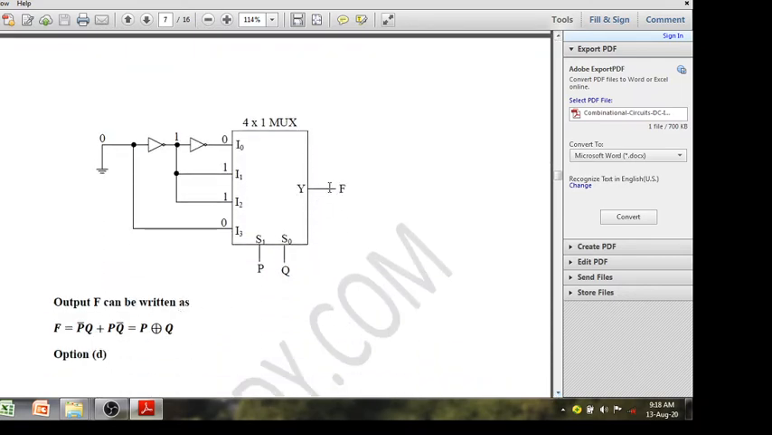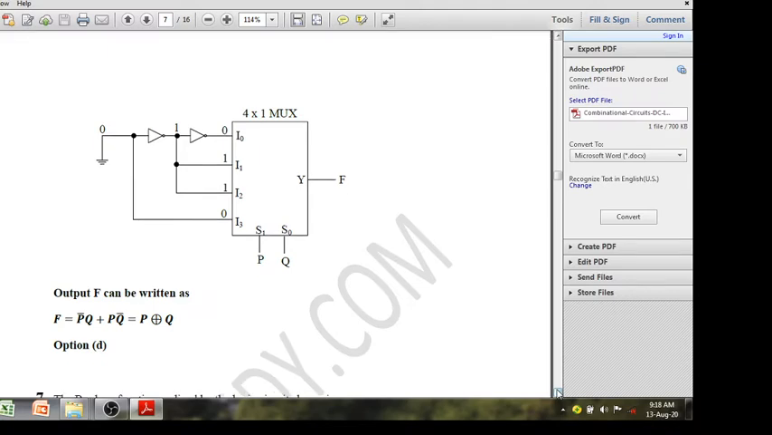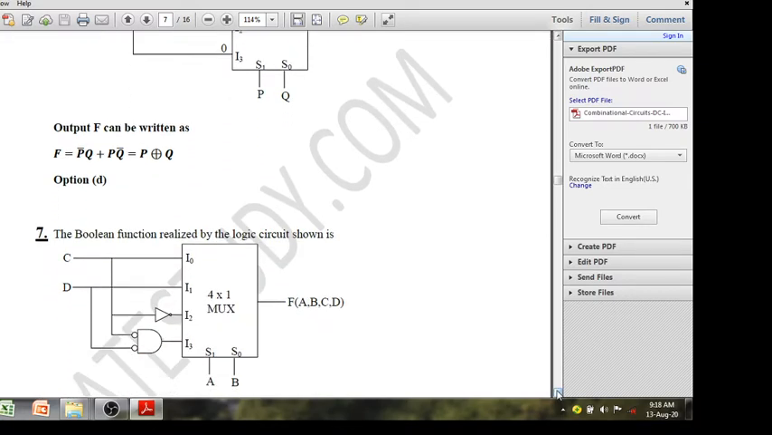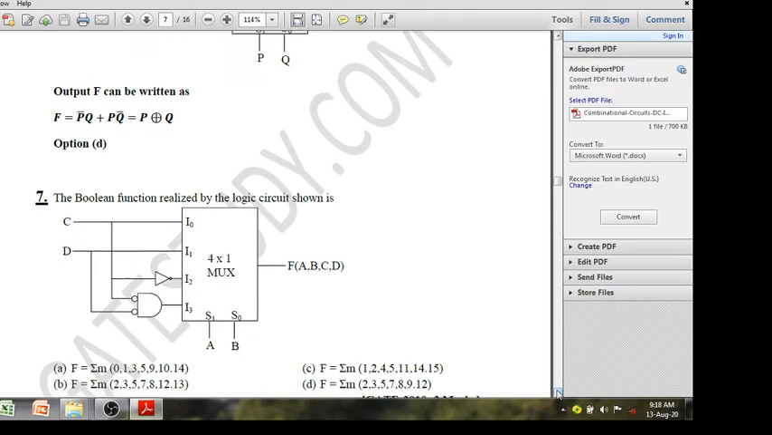Output is P bar Q bar into 0 plus P bar Q into 1 plus P Q bar into 1 plus P Q into 0. So P bar Q plus P Q bar. So P XOR Q. So the correct answer is D. Similarly, you can do the same question by this method.